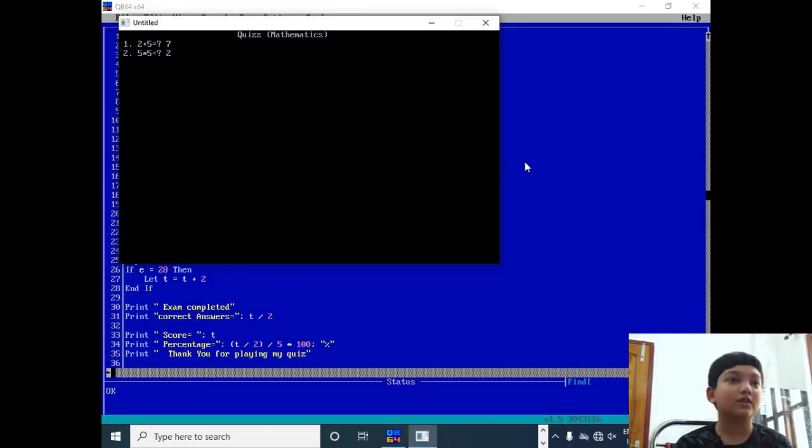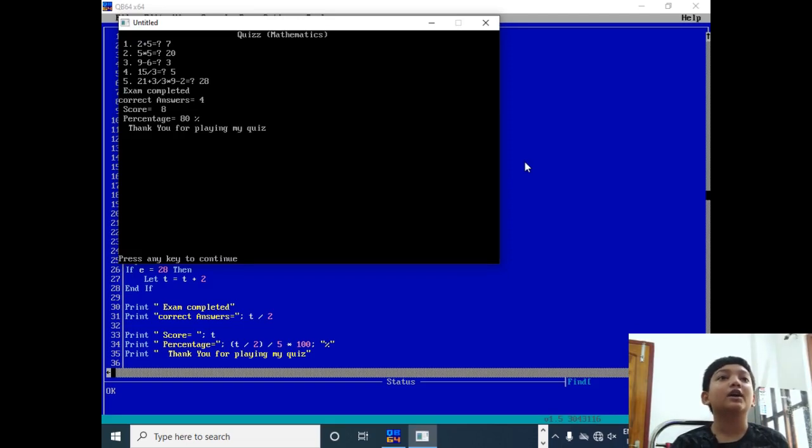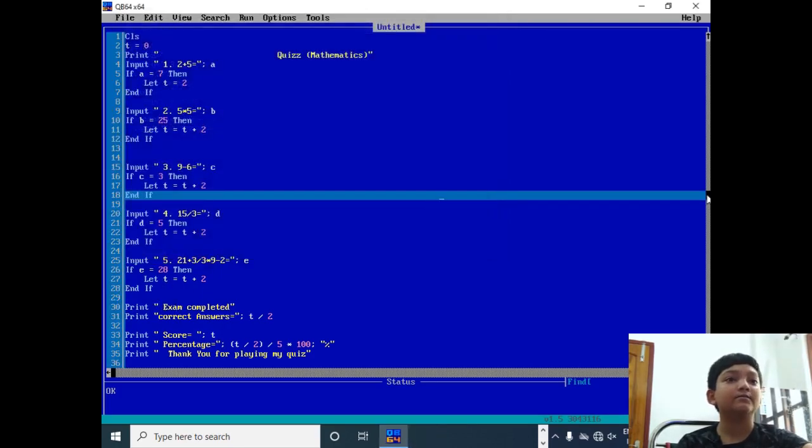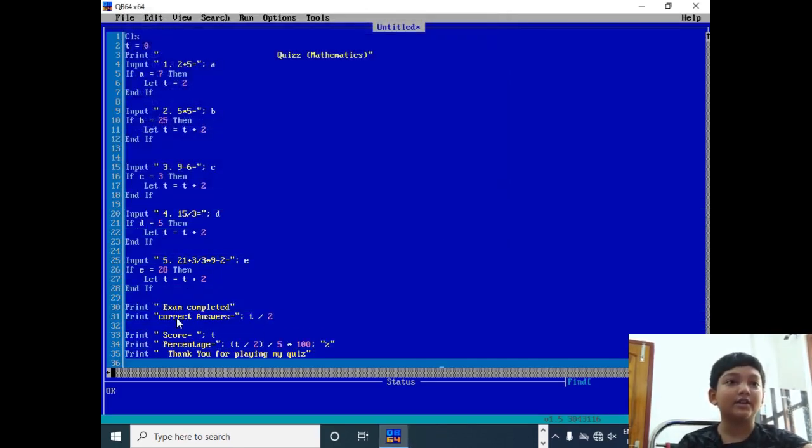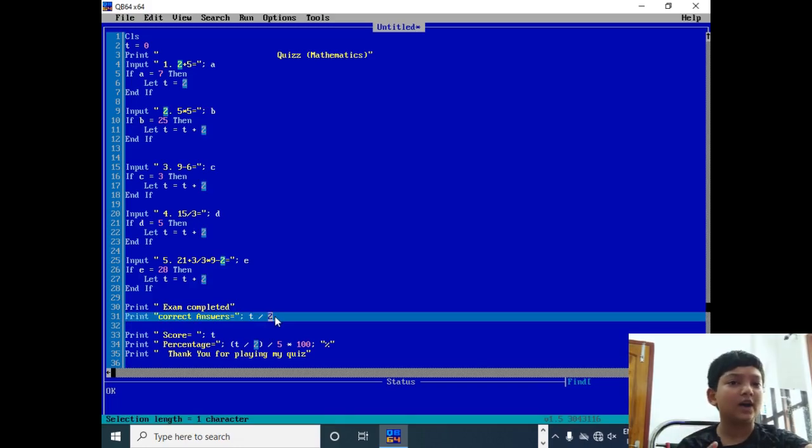7, then 20, then 3, and then 5, and then what is our answer? 28. So correct answer is our 4, score is 8, and percentage is 80%. Correct answer 4 and 1 incorrect. For the incorrect I have not written anything. If I was giving just 1, then what will happen? The thing is correct. And t by 2 means what? T by 2 is our number of correct questions.